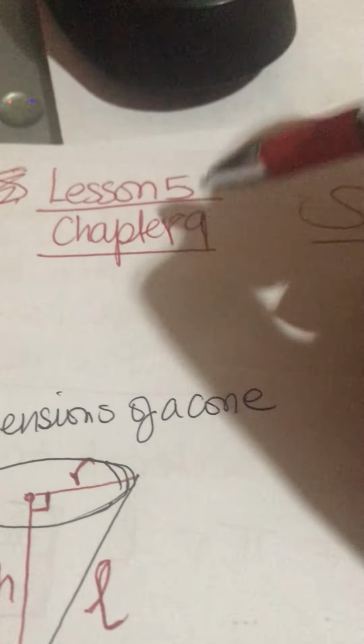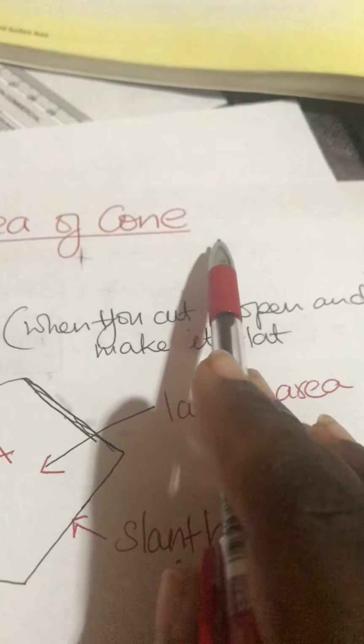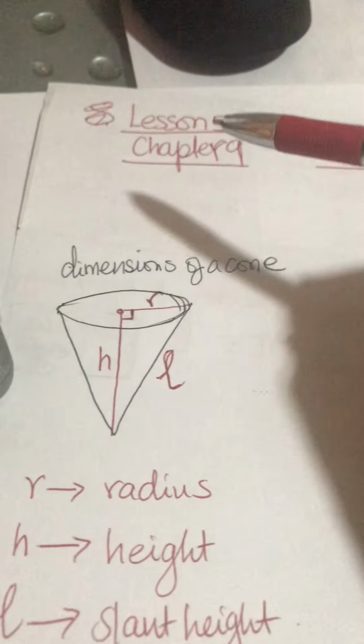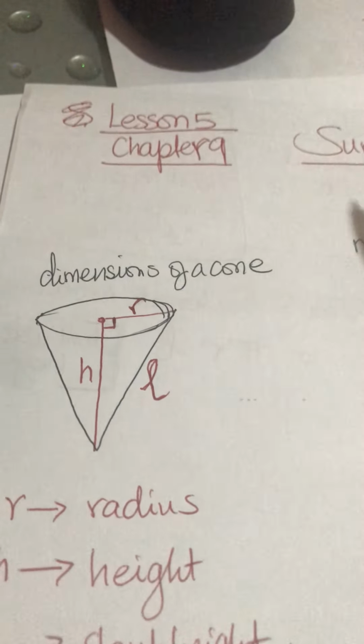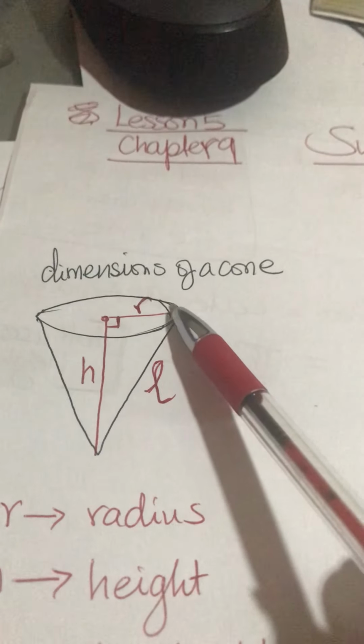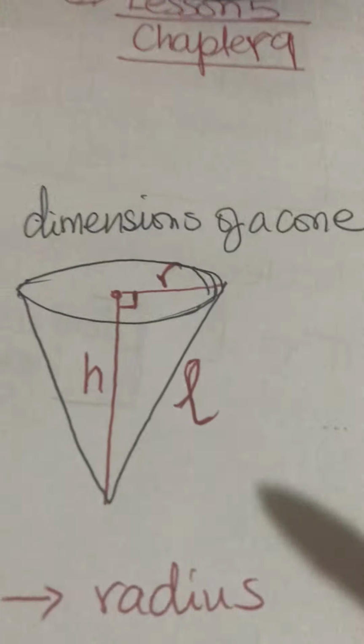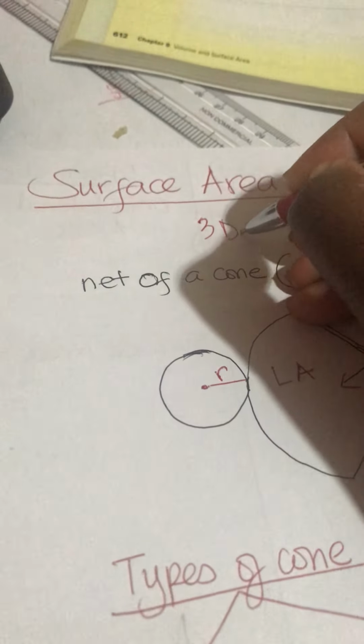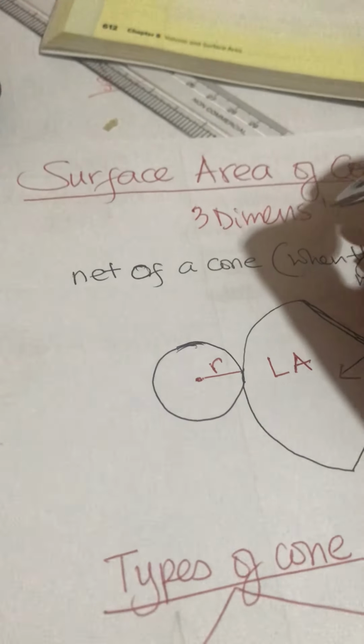This is lesson 5, chapter 9. Surface area of a cone. So, a cone is drawn like this. It has a circular base. Remember, a cone is a 3D shape. It's a three-dimensional shape.